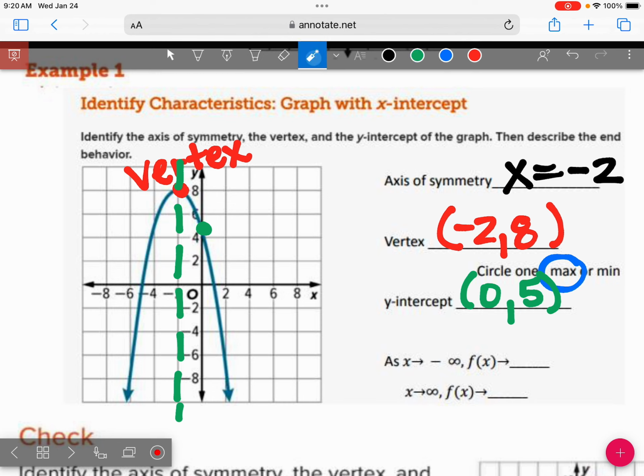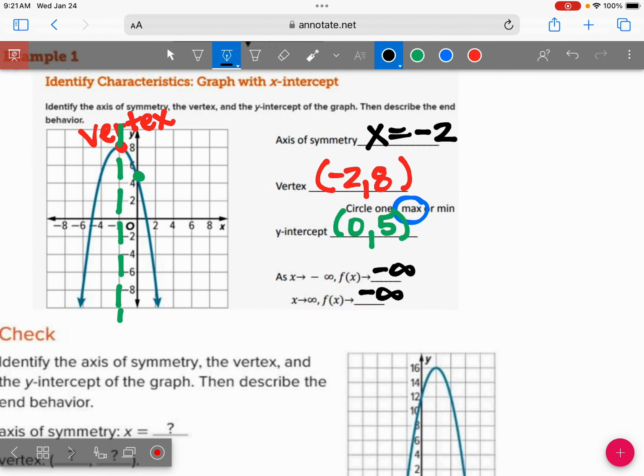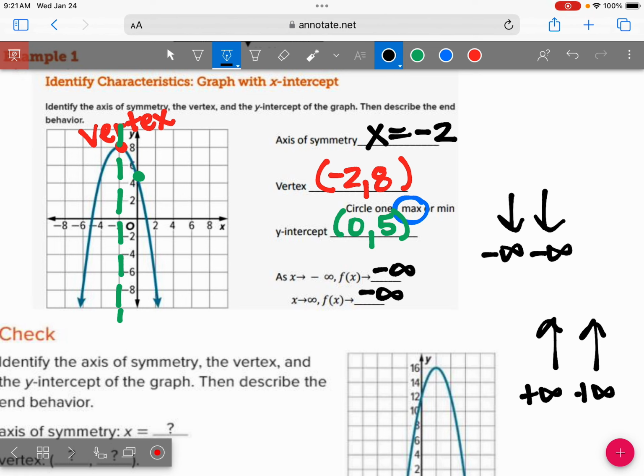Okay, so we talked about this a little bit first semester, but what are my arrows doing on both sides? Are they going up or down? Down. So whenever they go down, we're going to put a negative infinity. For a parabola, your end behavior should match. So if both arrows are going down, if you have a down parabola, then we would say it's negative infinity. But if we have a smile where they both go up, then we would say the end behavior is positive infinity.